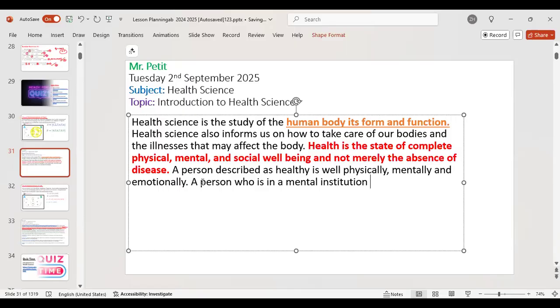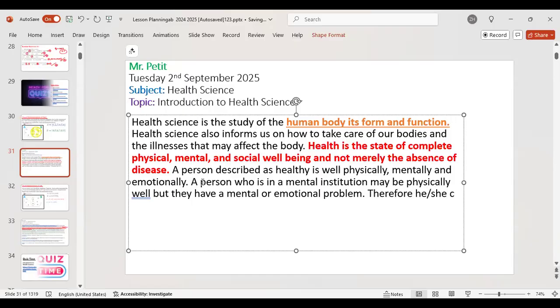So a person who's in a mental institution may be physically well. They could do jumping jacks. They could do all that stuff. But they have a mental or emotional problem. Therefore, he or she cannot be described as healthy. Okay.